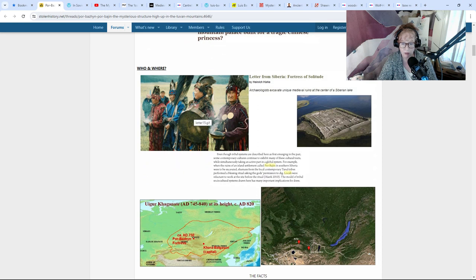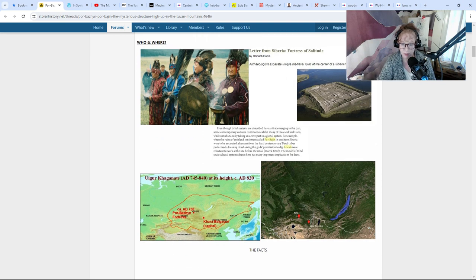Here we have some natives in the area, and they're performing a ceremony to bless the spot. Even though tribal systems are described here as first emerging in the past, some contemporary cultures continue to exhibit many of these cultural traits while simultaneously taking an active part in the global system. For example, when the ruins of an ancient settlement called Por Baijin in southern Siberia were to be excavated, shamans from the local contemporary Tuvan tribes performed a blessing ritual asking the gods permission to dig. Locals were reluctant to work at the site before the ritual. So there were people in the area. Archaeologists came in. We want permission to get to the area. They said, no, not until we perform the ceremony.